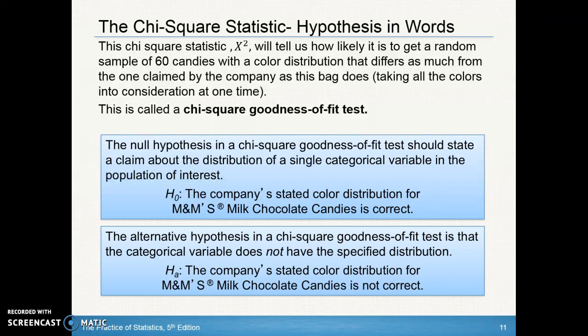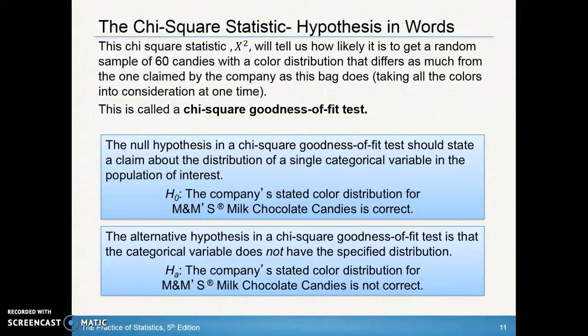Okay, now the alternative hypothesis is always going to look the same. The alternative hypothesis in a chi-square goodness of fit test is saying that the categorical variable does not have the distribution that is stated by the company, or that the distributions are not equal. So it's not a fancy alternative. It's always going to be the same. The company's stated color distribution for M&Ms is not correct. So you're saying something about it's not the same, it's not correct, one of the distributions is different.